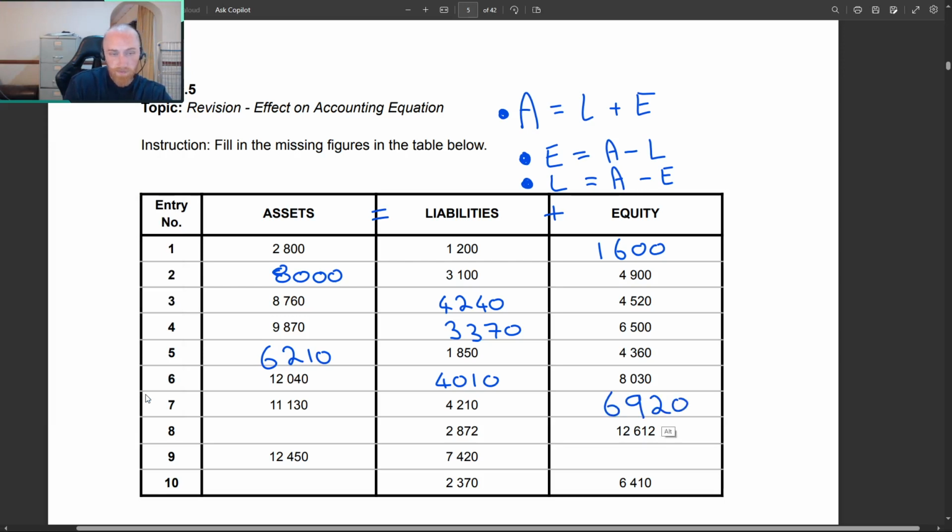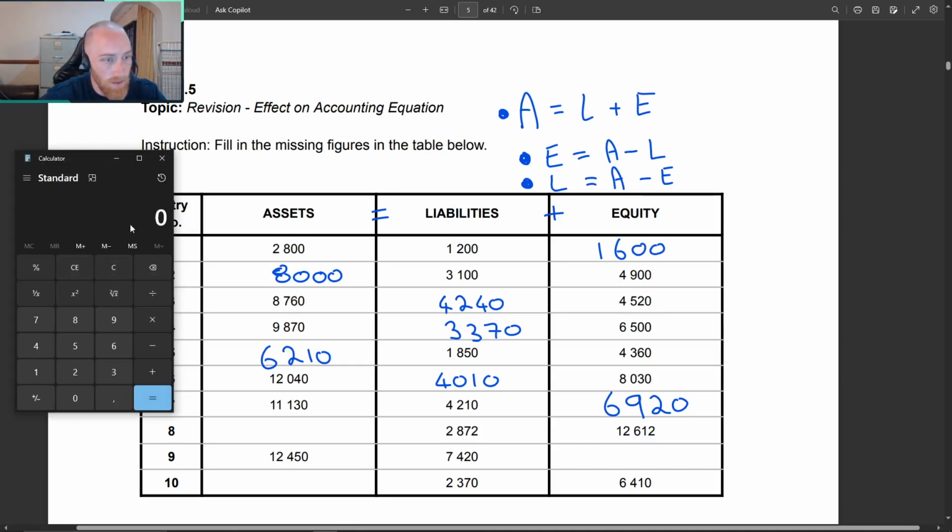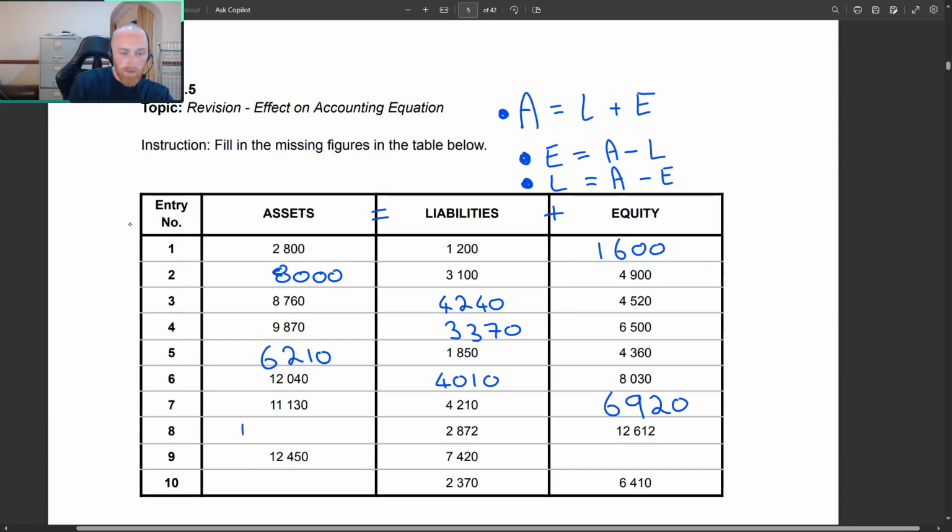The next one is liabilities plus equity, because we need assets. So it's 2,872 plus 12,612. And the answer is 15,484.